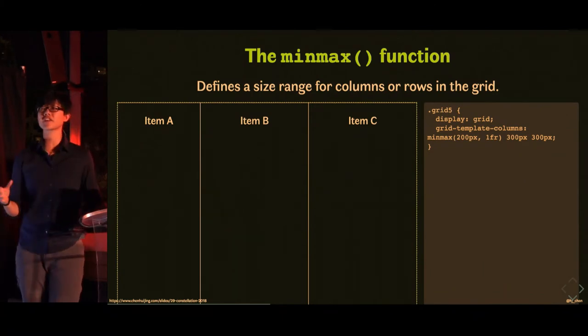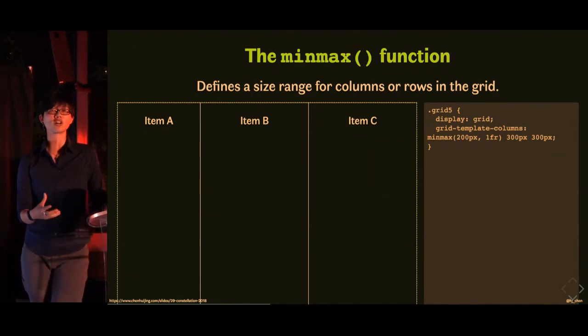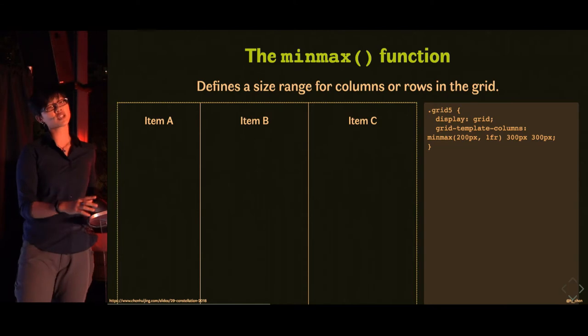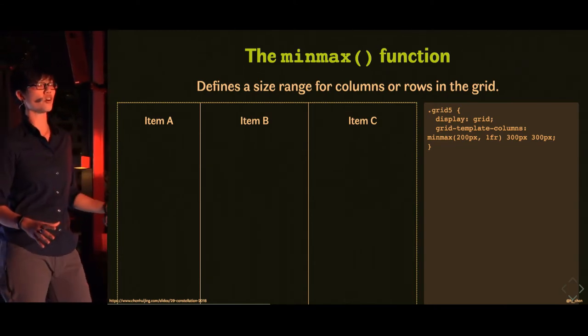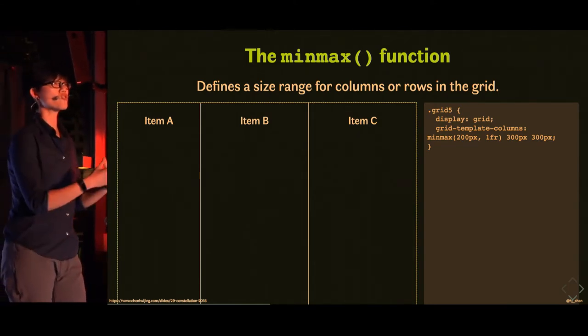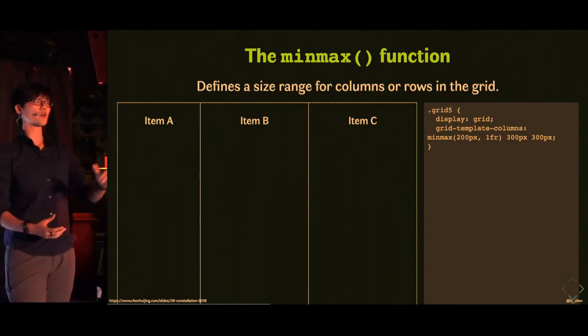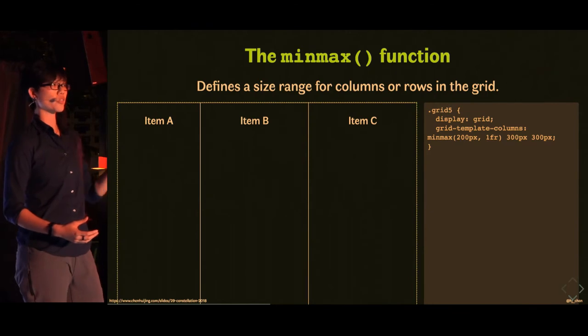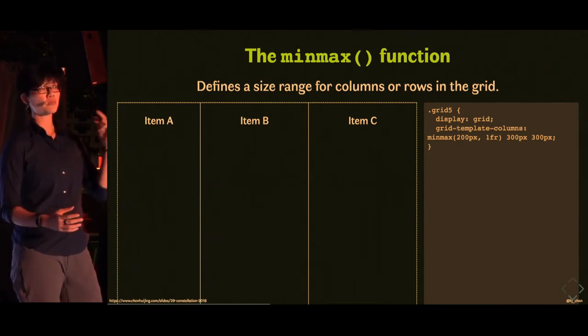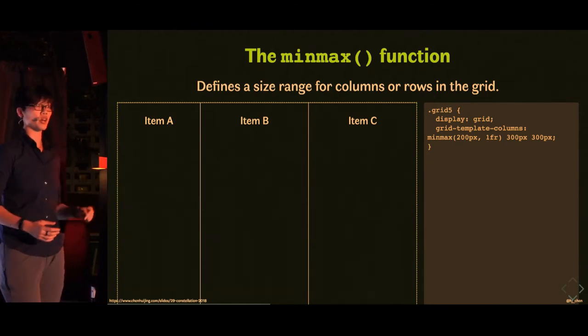Now, another function that CSS Grid defines is the minmax function, which lets us do something that we've never been able to do before on the web, and that is to define a range of values. So now I can tell the browser that I want my column to be between the width of X and Y, and the browser will figure out exactly what that width should be, not me.